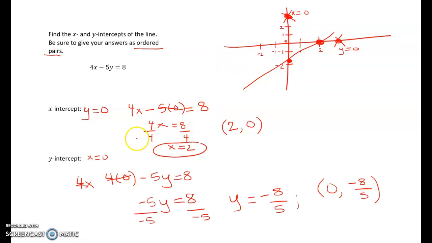So two important points. Remember at the x-intercept, y equals 0, and at the y-intercept, x equals 0. And then remember these are two separate points. The x-intercept is its own point, the y-intercept. Occasionally, I guess, they can be the same if it was at 0, 0. But in this case, and most cases, it's separate intercepts.